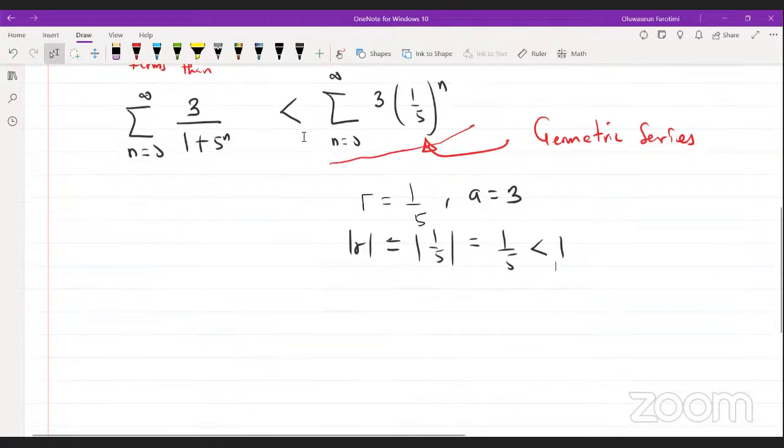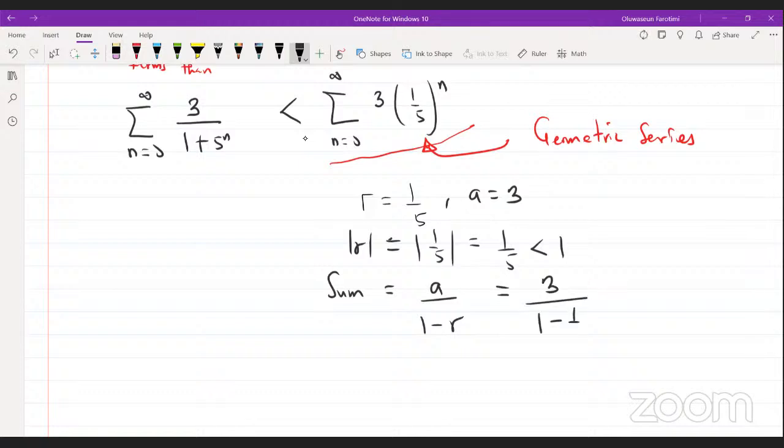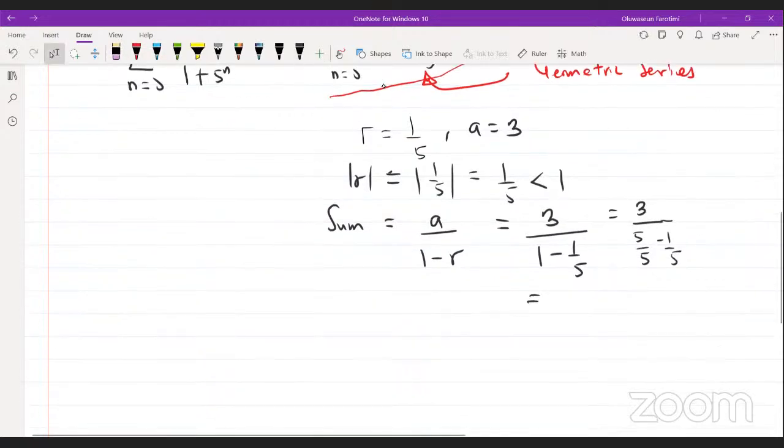And if this is a geometric series and it converges, can I find the sum? Definitely. A divided by 1 minus R. What is A? 3. 1 minus 1/5. So this is like 3 divided by 5/5 minus 1/5. So pretty much we have here 3 divided by 4 over 5. And this is exactly what? 15 over 4. Now we've been able to find the sum.